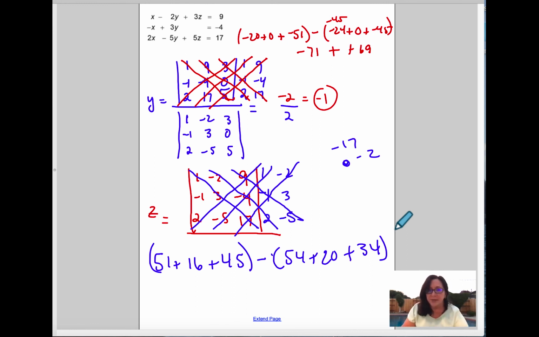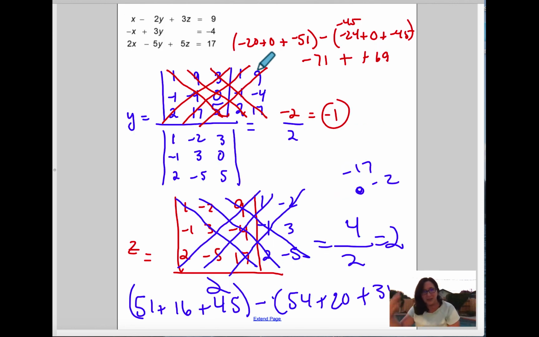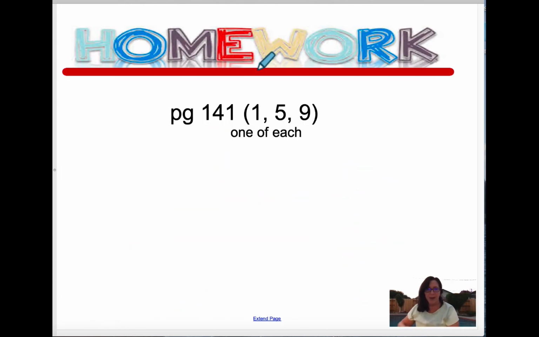And so that means that the numerator is 4, but don't forget the denominator. Down here, that denominator is 2. So 4 divided by 2 is 2, which then means that 1, negative 1, 2 is my intersection point. And so to check our answers, we would pick one or two of these. Actually, we just did this problem, so we know that we have the right answer. So always check your work to make sure you have the right answer.